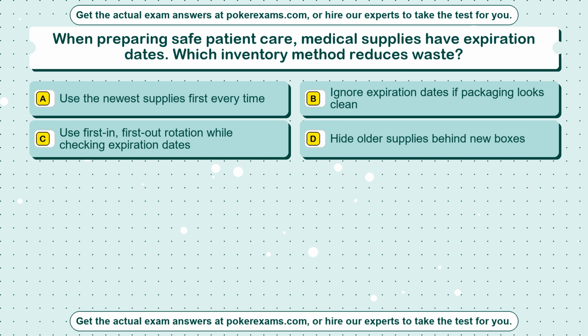When preparing safe patient care, medical supplies have expiration dates. Which inventory method reduces waste? Option A, use the newest supplies first every time. Option B, ignore expiration dates if packaging looks clean. Option C, use first in, first out rotation while checking expiration dates. Option D, hide older supplies behind new boxes.